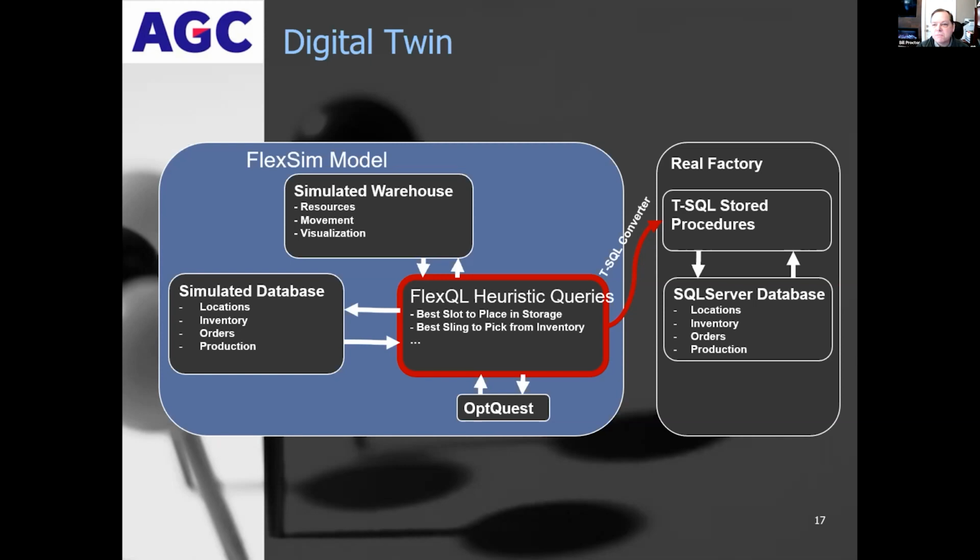What other questions? Yes, was the result from the optimization fed back as input into the model during the model run?